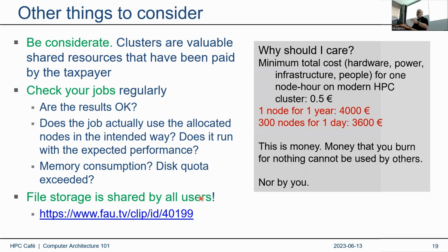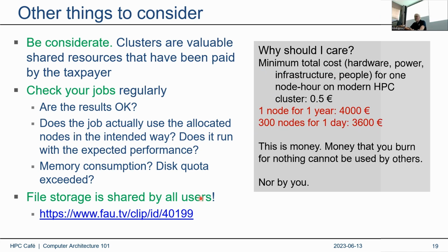Okay, so just a little calculation. The minimum total cost for one compute node, counting everything, so the price for the hardware, the cooling, the infrastructure, the people, is somewhere in the order of 50 euro cents. That doesn't sound like much, but if you use one node for 1 year, that's 4,000 euros. And if you use 300 nodes for 1 day, that's also on the order of 4,000 euros. So there's a lot of money here.